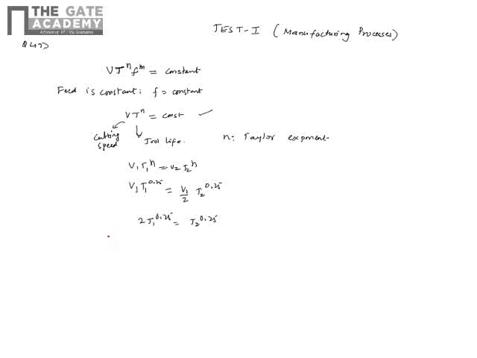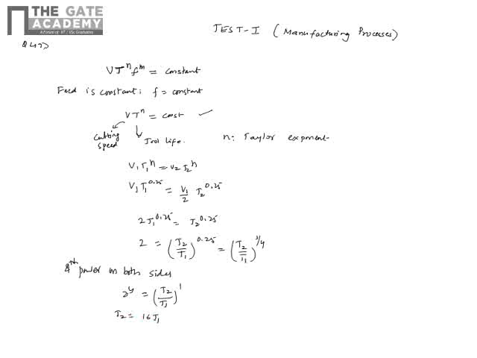Now this is basically 1 by 4, so 2 equals (T2 by T1) whole power 0.25, which is T2 by T1 to the power 1 by 4. So if I take the fourth power on both sides, what I get is 2 power 4 is T2 by T1 whole power 1. So T2 is 2 power 4 times T1, basically 16 times T1.